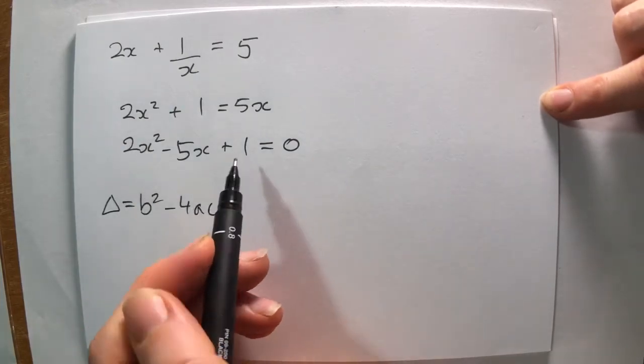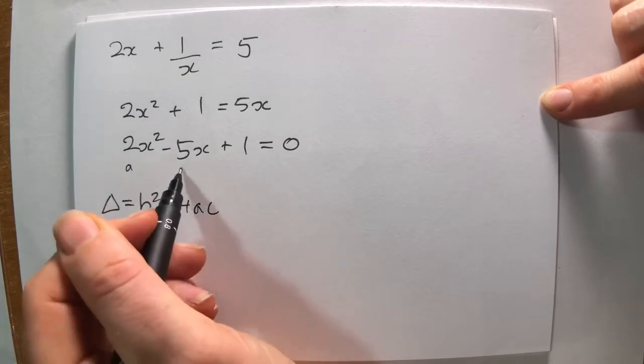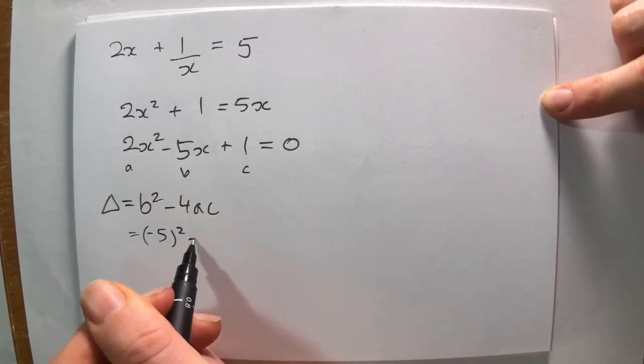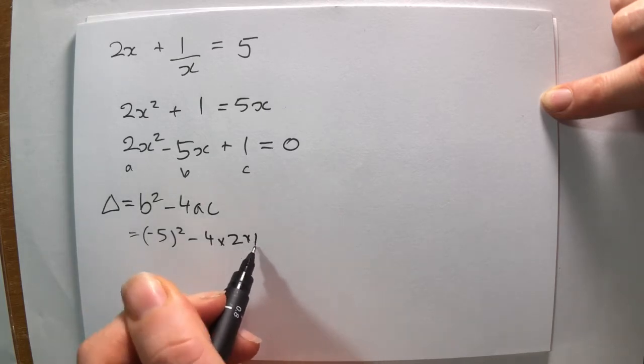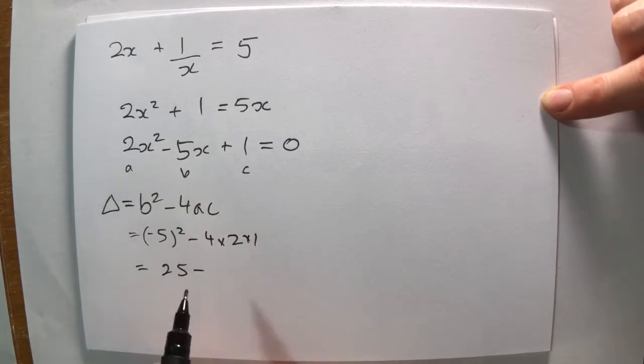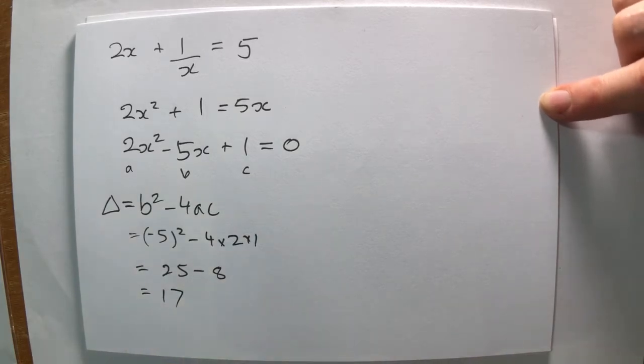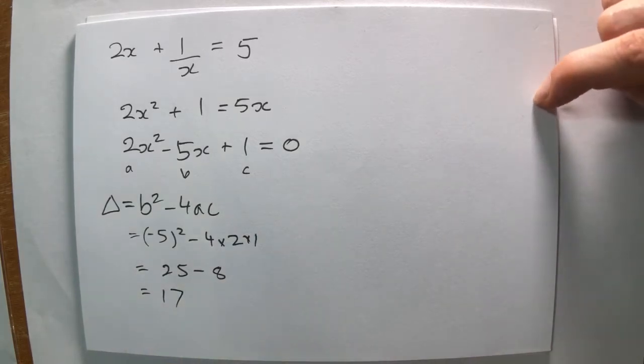In this particular function, that would mean I'd find, well, this one's a, this one's b, this one's c. So I would be going negative 5 squared minus 4 by 2 by 1 equals 25 minus 8 equals 17. Now, what does that 17 mean? That's what we're doing with the discriminant.